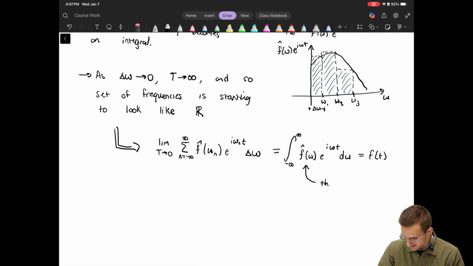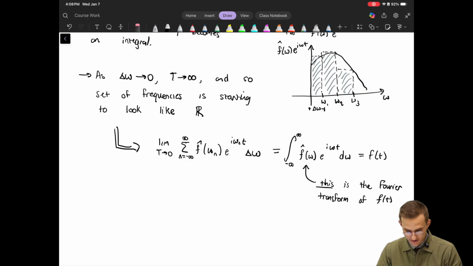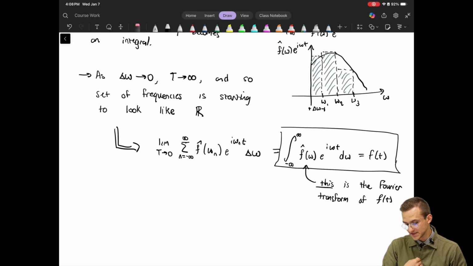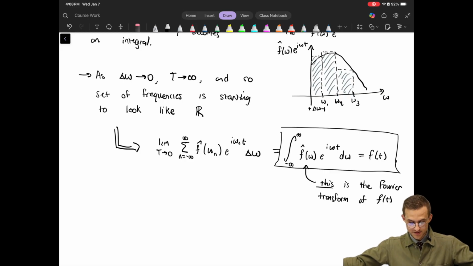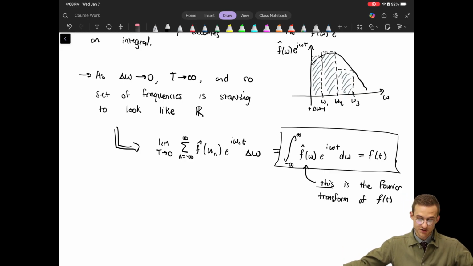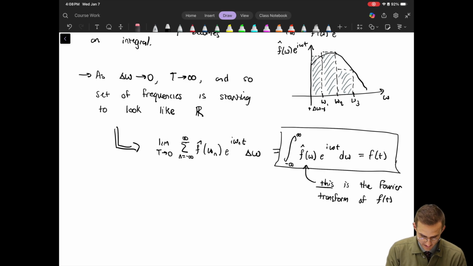So this is the Fourier transform of f of t. The Fourier transform comes from this jump from the discrete representation of a function in a defined period to expanding that period to be infinitely wide, taking up the entire real axis of a variation of the function and integrating over that.